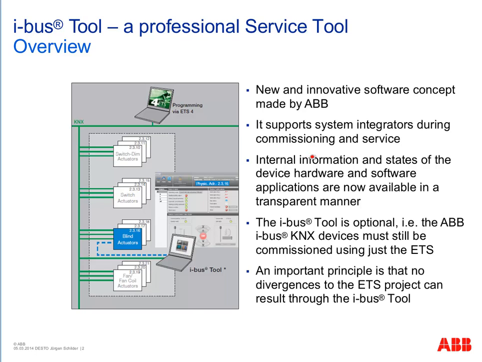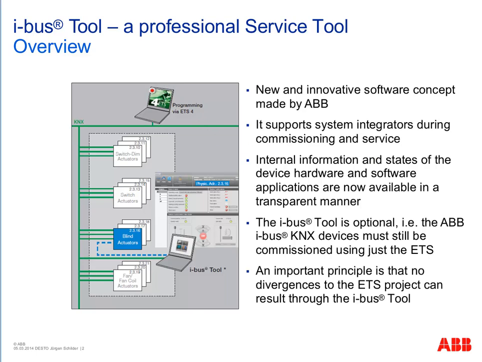The IBAS tool works independently of ETS, and it is an option. That means that you still download the KNX devices via the ETS, set all the parameters, assign the group addresses, and do the standard commissioning using the ETS. Only as an additional option you can use this IBAS tool. The IBAS tool does not change parameters inside the ETS, and you cannot assign group addresses via this IBAS tool. So we have no divergence between the ETS and our IBAS tool.